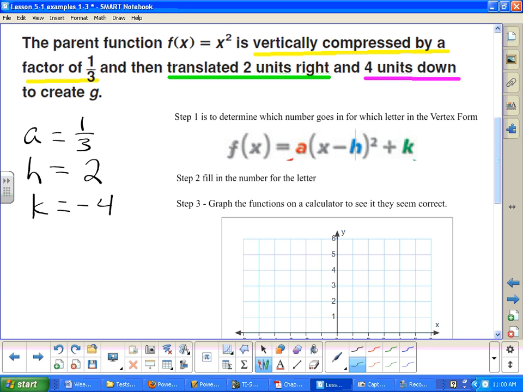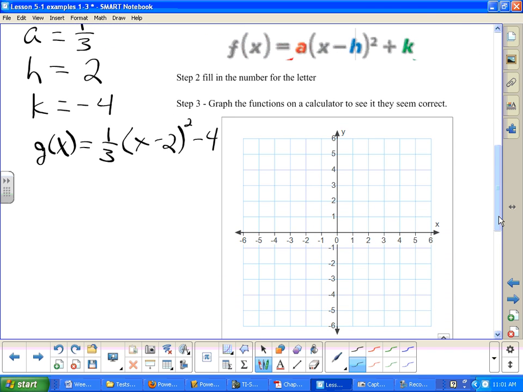So we would have that g of x is equal to 1/3, my value of a, times (x minus 2), my value of h, squared, and then minus 4, my k. Okay. So if h is positive, it says minus in the parentheses. If h is negative, it says plus inside the parentheses. So first thing, if I'm going to graph this, my vertex is now at the point (2, -4).